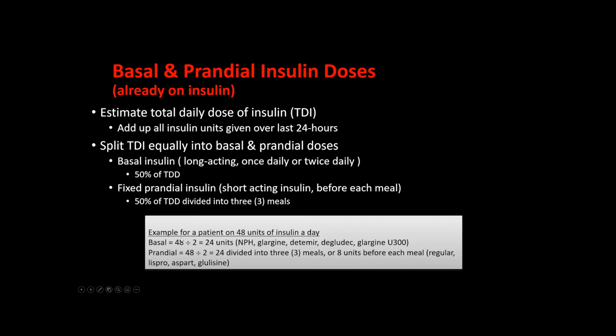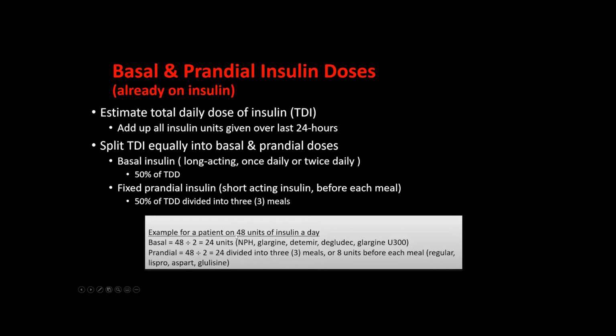This is an example of how to split the day. Let's say the patient is taking 48 units, and assuming the patient is well controlled, you can split it in half: 24 units is long-acting, and the other 24 units is short-acting. You can split it into 8, 8, 8 if the patient eats an equal amount of food.